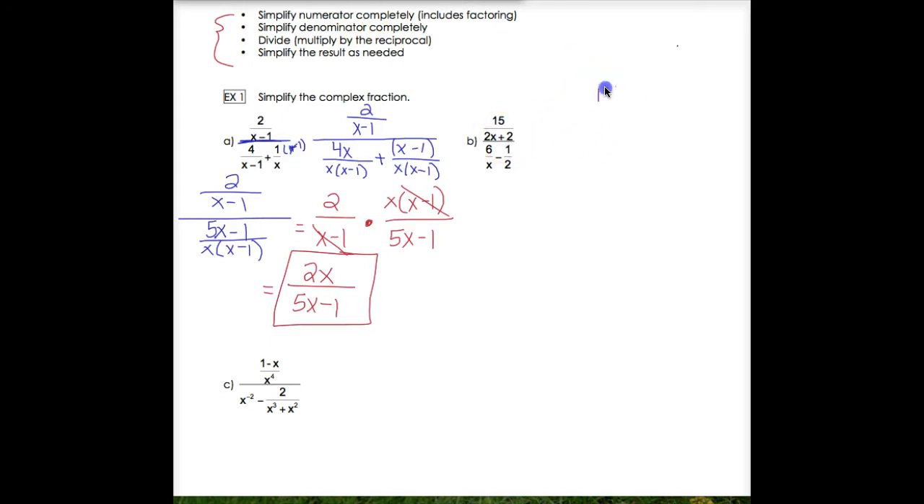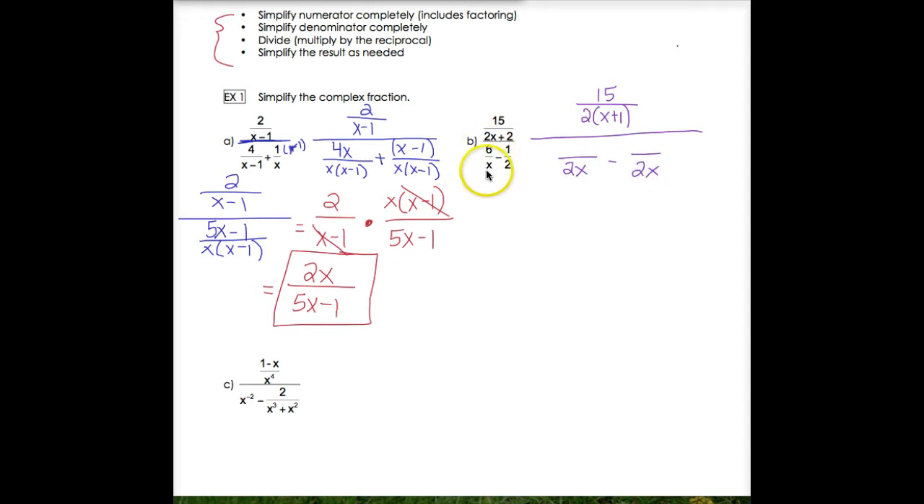The only thing I can do in that numerator is factor that denominator. It has a GCF of 2, so 2 times x plus 1 is how we would simplify that. These don't cancel, so that's as far as I can go. On the bottom, I actually gave you a pretty easy one here as far as common denominators go. You've got an x and a 2, so that means the common denominator is going to be 2x.